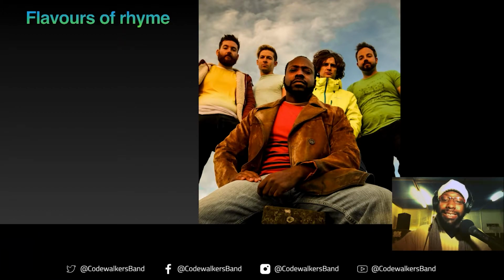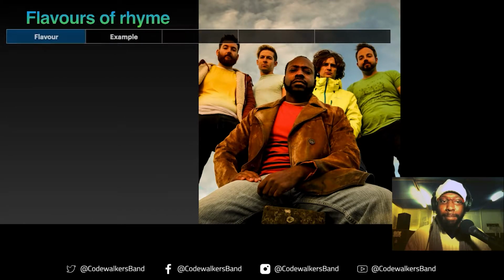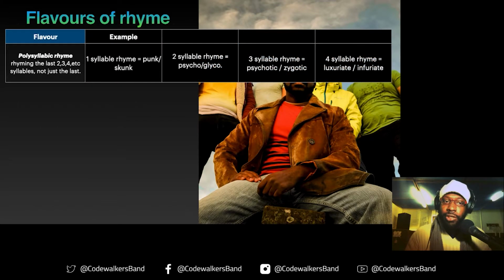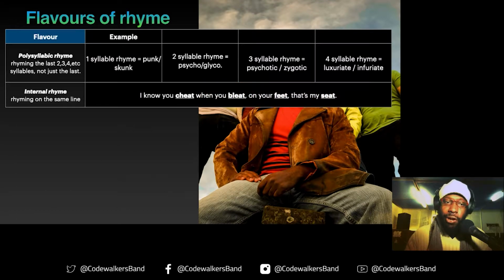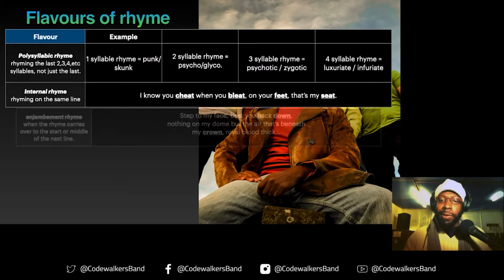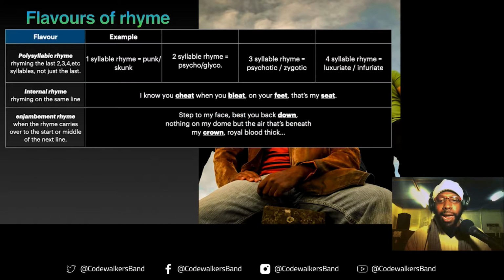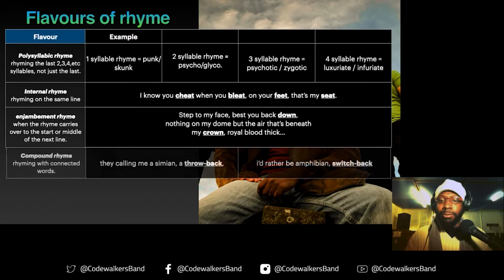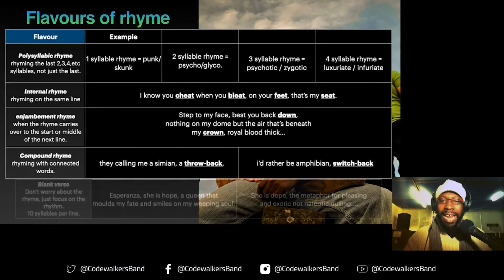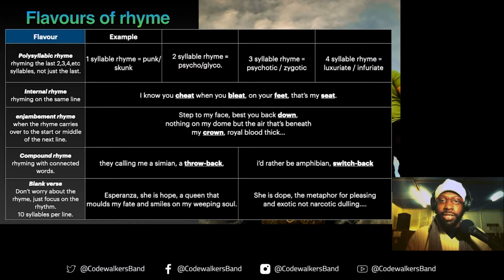Remember, a syllable is basically one beat. Simple beats could be 1 or 2 syllables. Have a look at these examples and start to think about measuring that beat, okay? And we're going to keep it simple. We're going to give you examples for each one. We're going to start with different types of polysyllabic rhymes. We're going to deal with internal rhymes. We're going to start getting a little bit more complicated, talk about enjambment rhymes. We got the compound rhymes as well, and then we've got blank verse to sort of finish things off, okay?